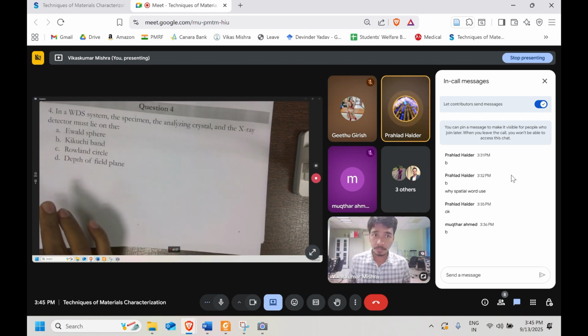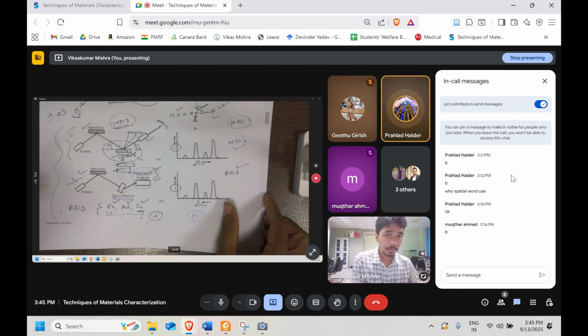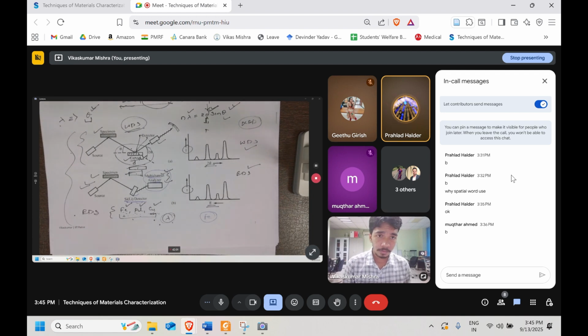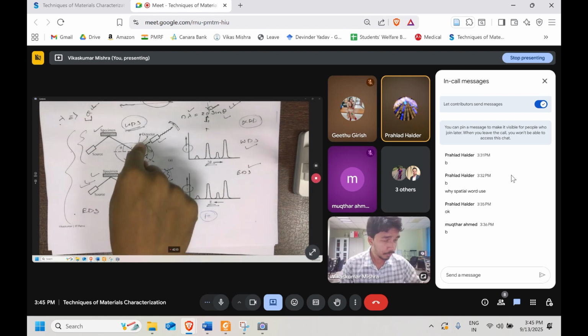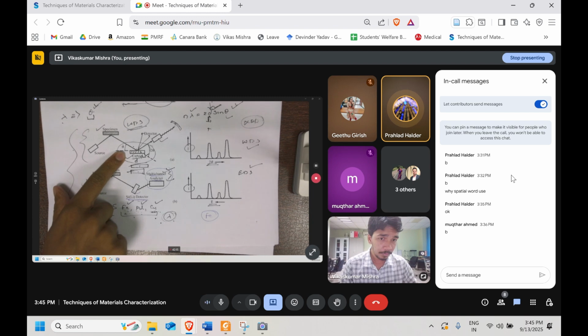I just want a query. See, we are using multiple. What will be the advantage of that? Sorry, Prahlad, can you please repeat again? Yeah, we are using EDS, a single detector, silicon detector, correct? And in WDS we are using the crystals, correct? Yep. What will be the advantage of that?